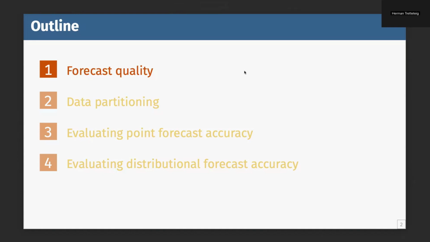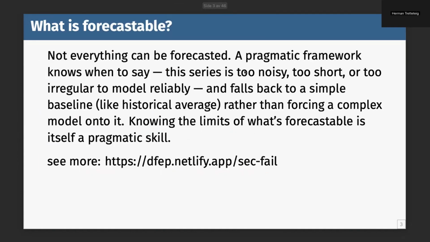So I talk about what constitutes the quality of a forecast, what the different dimensions are that we have to think about when we want to assess the quality of the forecast. And then I talk about how we partition data, time series cross-validation, and then discuss how we assess point accuracy and then distributions, which also includes prediction intervals and so on. All right, so I think we discussed this briefly yesterday.